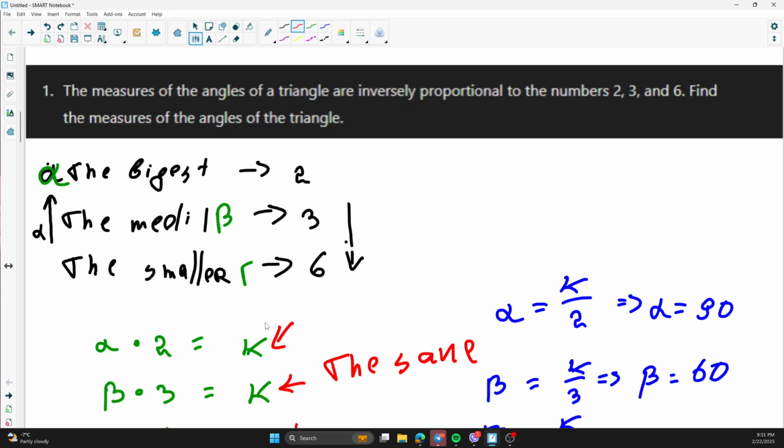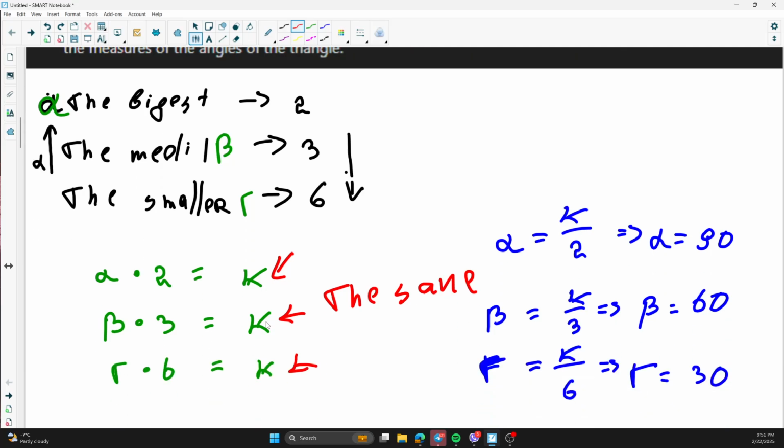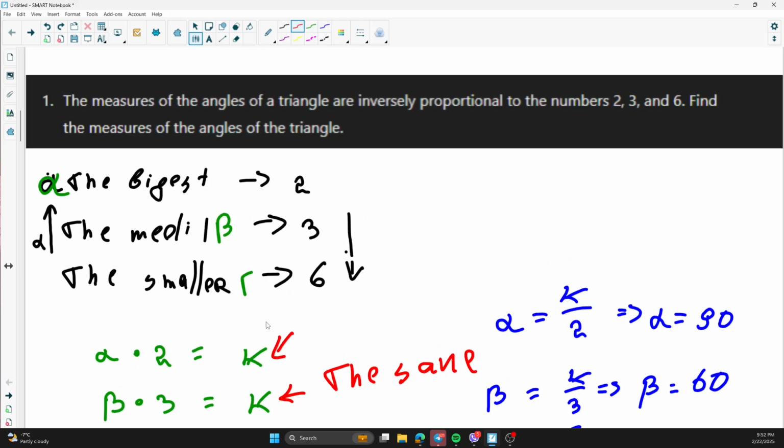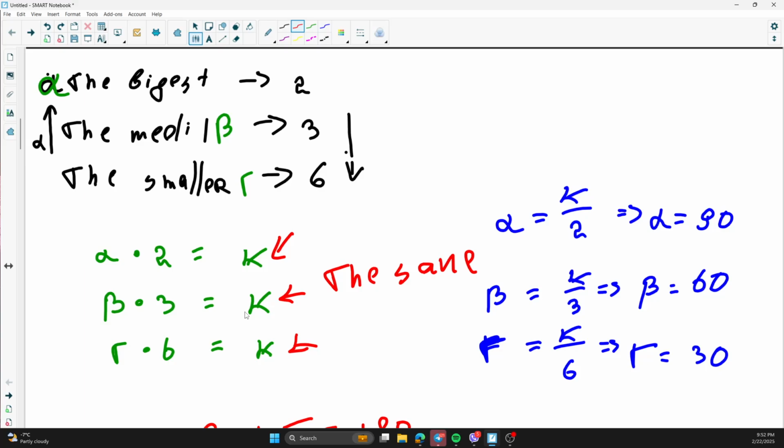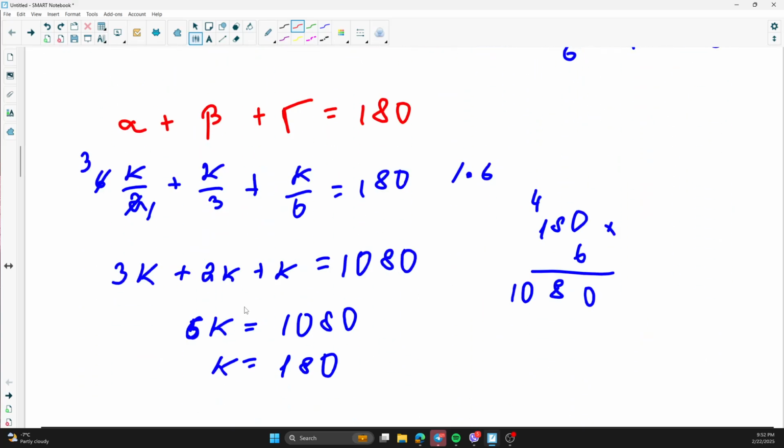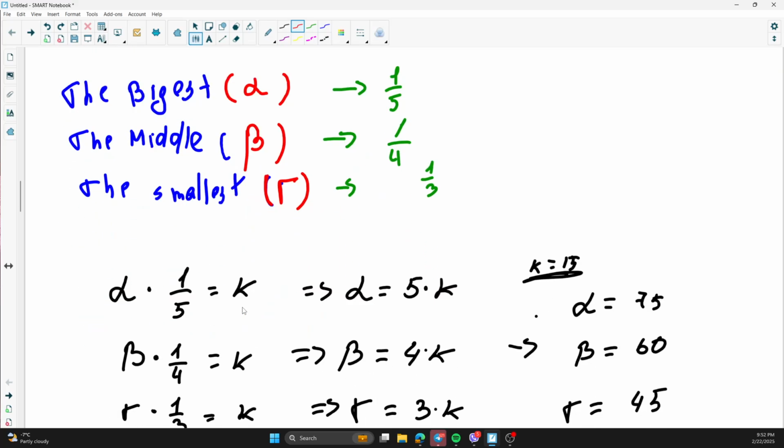Now here we did some problems with inverse proportional concepts. The product of two measurements, if they're inverse proportional, is going to be a constant. Constant means it remains the same, no matter what. So we use this concept in order to find the angles A, B, and gamma. Here we did one problem, and here we did the second problem.